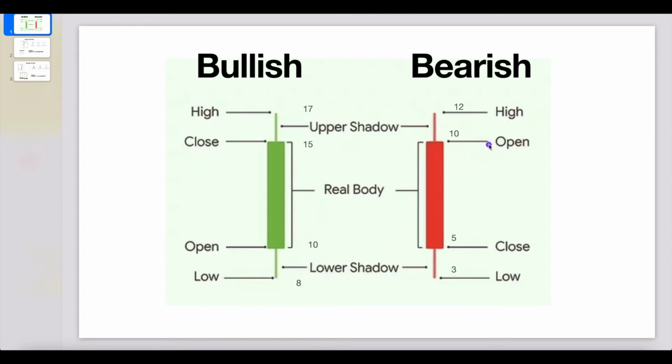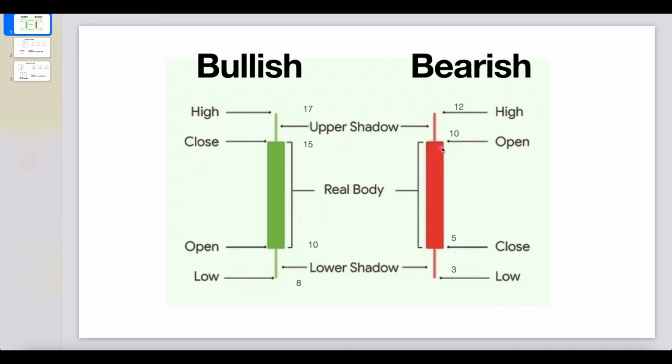Similarly here, when the market opened, the stock price was trading at 10 rupees. Sellers came, the bears took the power, and the price went down and down, and the closure was done at 5 rupees. So the 10 rupee stock went down to 5 rupees, and that made the red candle because the value has depreciated.